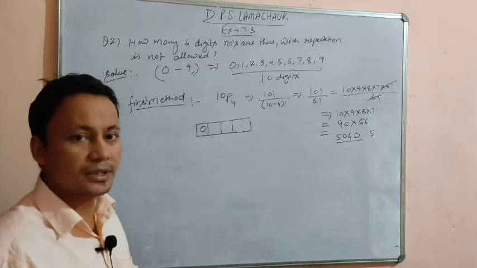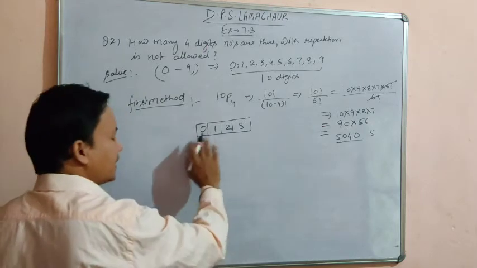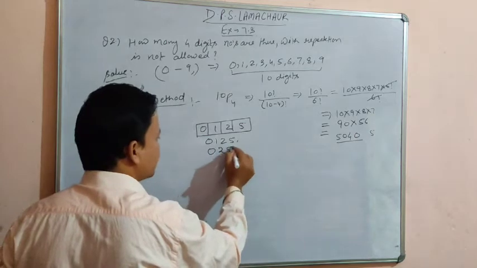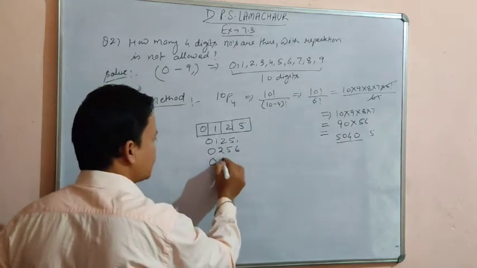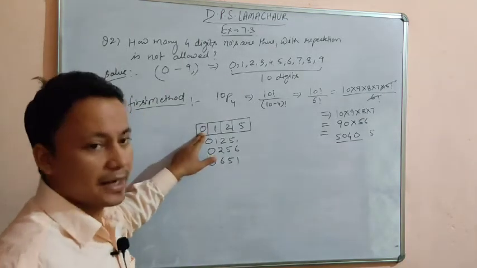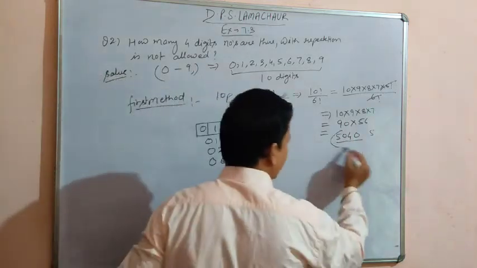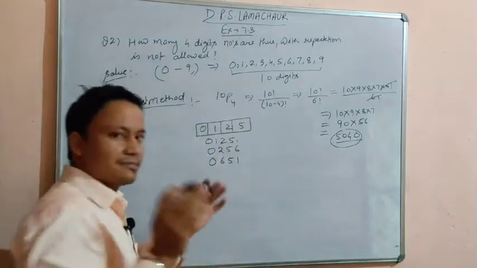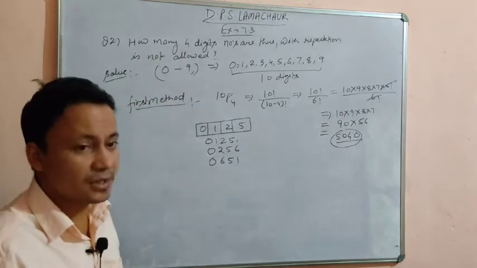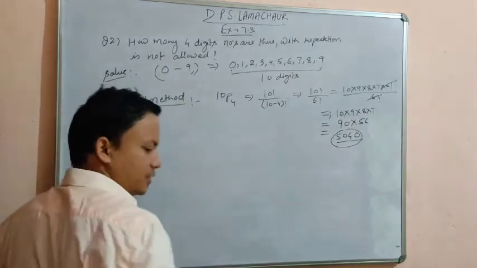Because if 0 comes here, suppose a number like 0, 1, 2, 5, will this be 4-digit? No. Similarly 0, 2, 5, 6 is not a 4-digit number, and again 0, 6, 5, 1. So there are so many cases when 0 will be at the thousand place. So what should we do? This total includes all the numbers in which 0 comes at the thousand place. Since we have to make a 4-digit number, we have to subtract some numbers from this amount. So which numbers do we have to reduce?